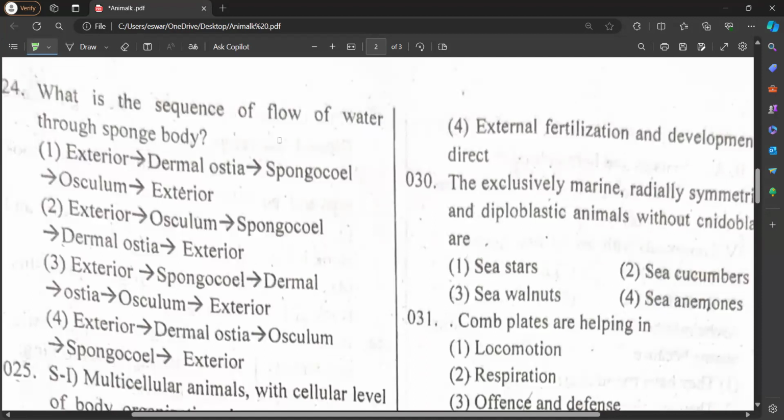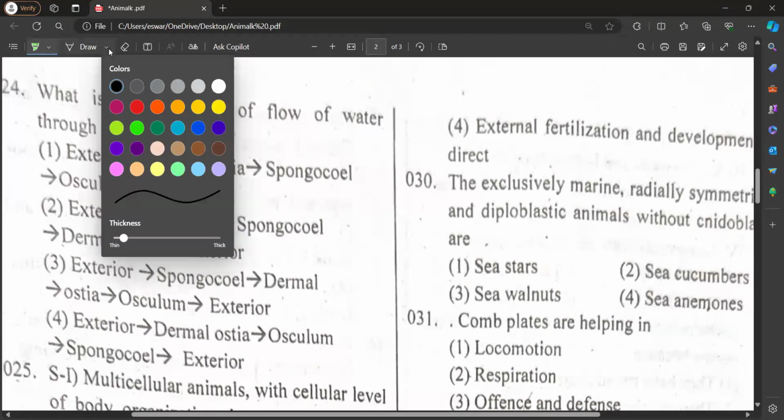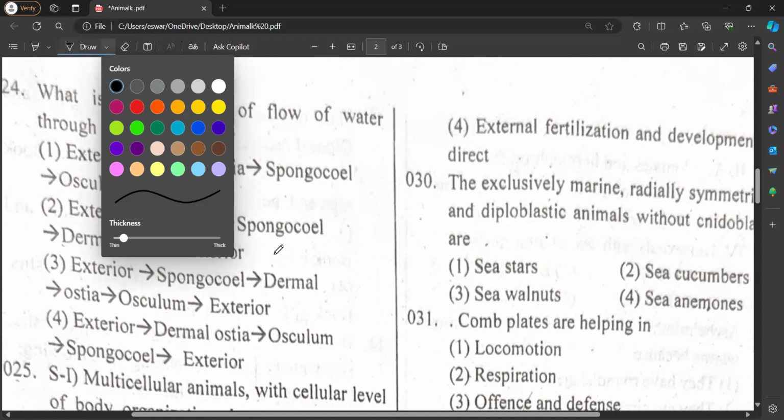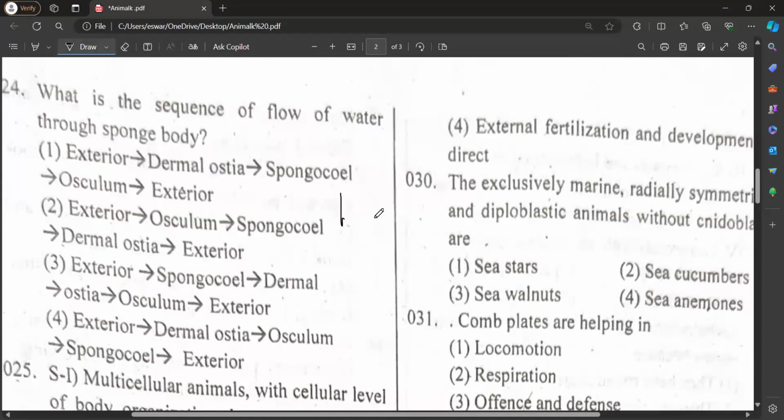What is the sequence of flow of water through the sponge body? You know, right? So when you see the sponge, this is the pinacoderm, this is the choanoderm, and it has many ostia.